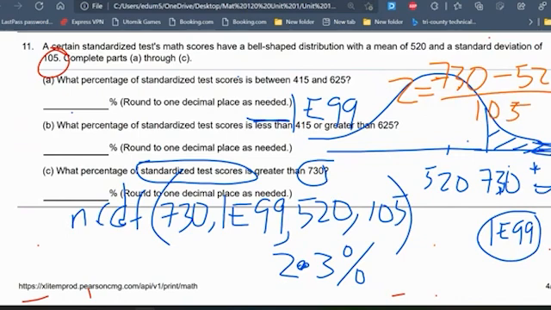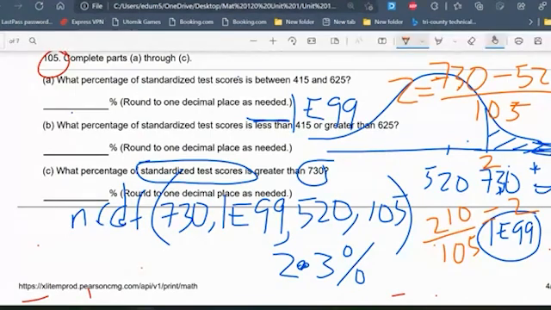730 minus 520 is 210. 210 divided by 105 is 2. So it means 2 standard deviations above the mean. So if I standardize 730, I have 2 standard deviations above the mean. If I put 2 standard deviations above the mean in my calculator to positive infinity, I get the same answer.